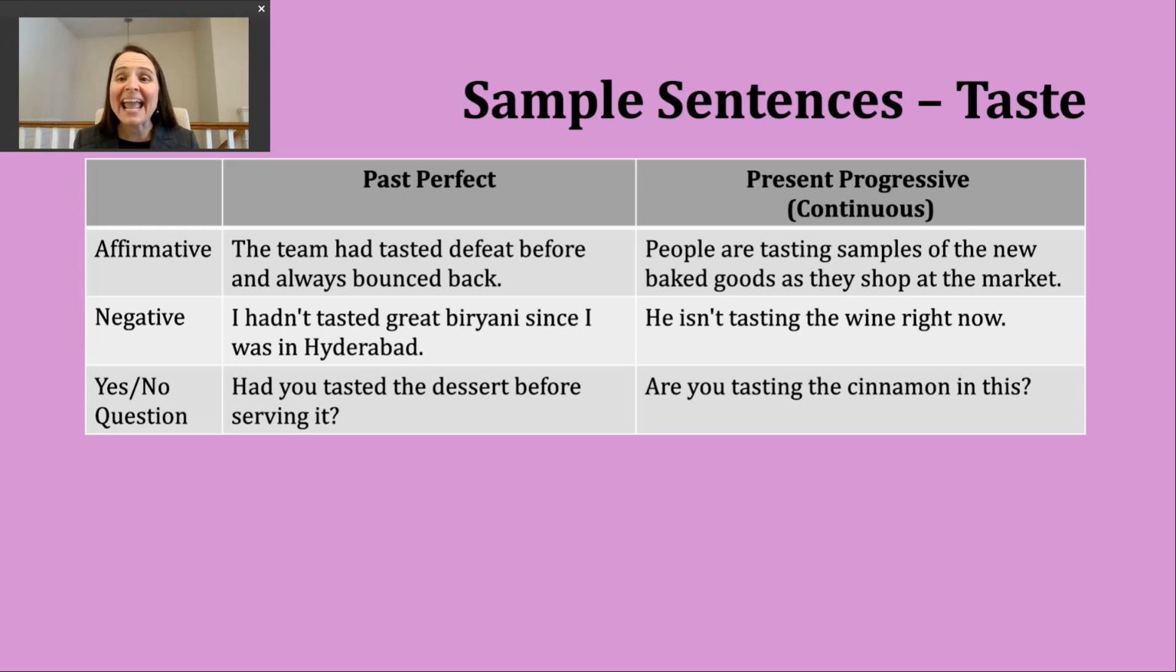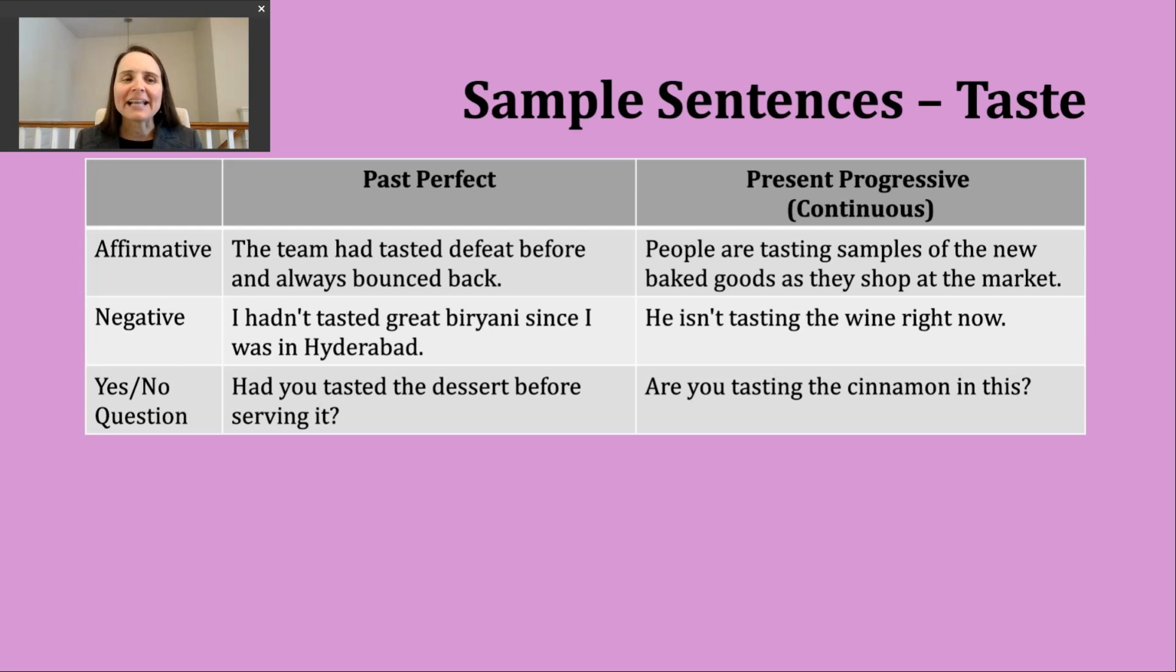If I want to make a negative present progressive sentence, what I'm going to do is start with my subject, then I use my be verb, and then not, and then that ing form of the verb. An example of this: he isn't tasting the wine right now. So maybe someone is preparing for a party and they want to make sure they have the right wine that goes with their main course.